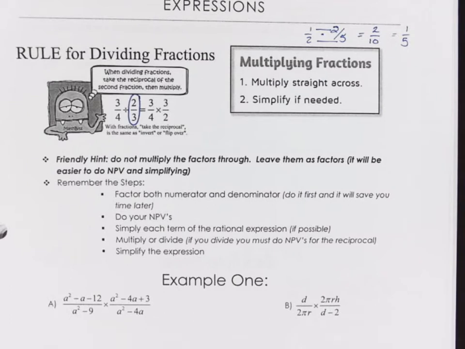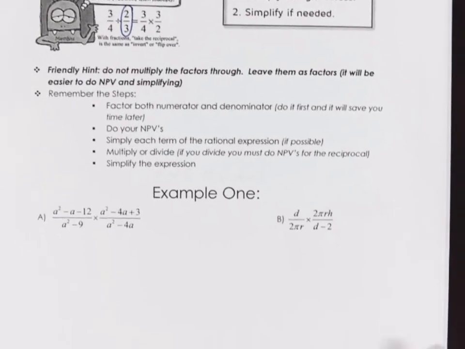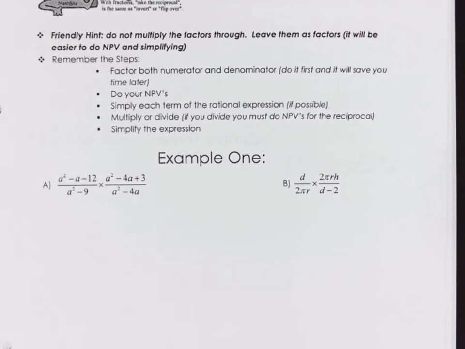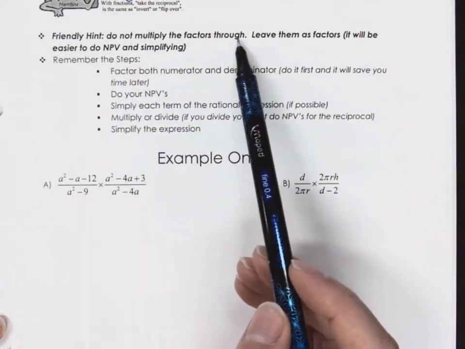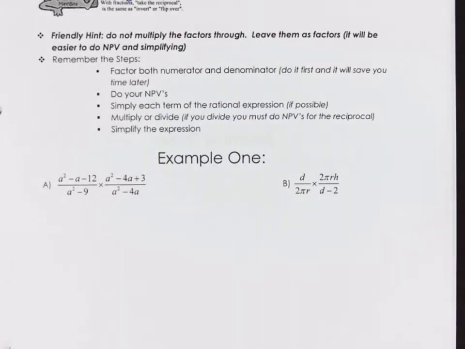Okay, but now we're adding some factoring and some different layers to this, so it gets a little bit complicated. So here are my friendly reminders, friendly hints, things that will help you get through this. Do not multiply the factors through. Like, don't factor it and then remultiply them. Keep them as factors for now. Don't actually do that multiplying through, because it will help you with your NPVs and it will help you later when we're trying to simplify.